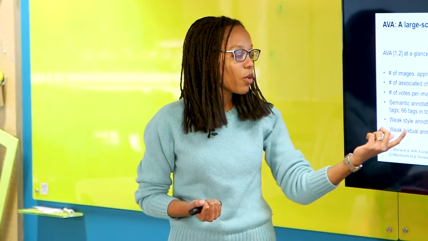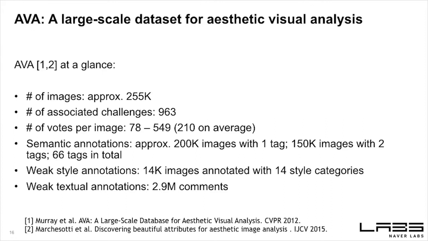We also have a lot of textual information, because as I mentioned, there are lots of comments, and these comments tend to be very focused. You might have some comments that are like, oh, great photo, but you also have many comments that say, oh, I really like the composition that you did. I really liked the color that you have.